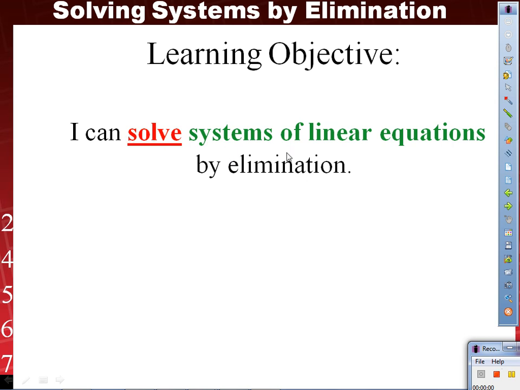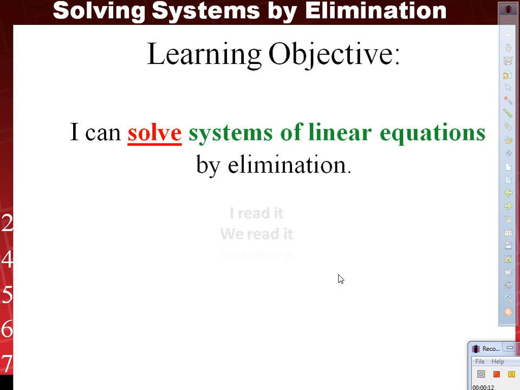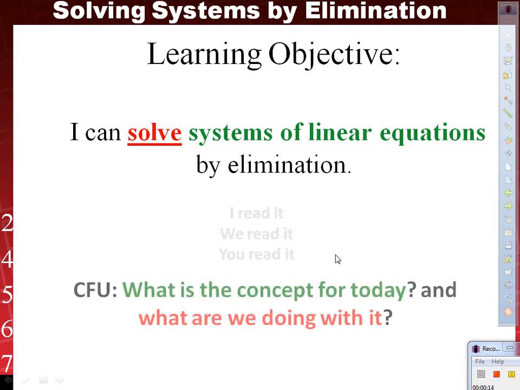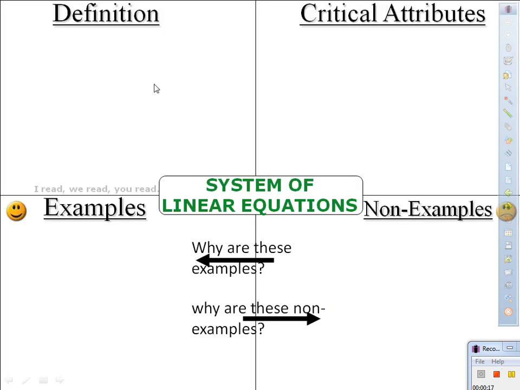So our objective is I can solve systems of linear equations by elimination. This is the third method of solving systems of linear equations. All right? So we don't need a Frayer model because we already know what systems of linear equations look like and the definition, right? Just in case tomorrow we have a pop quiz, I'm filling in a Frayer model by yourself. So the definition is what?